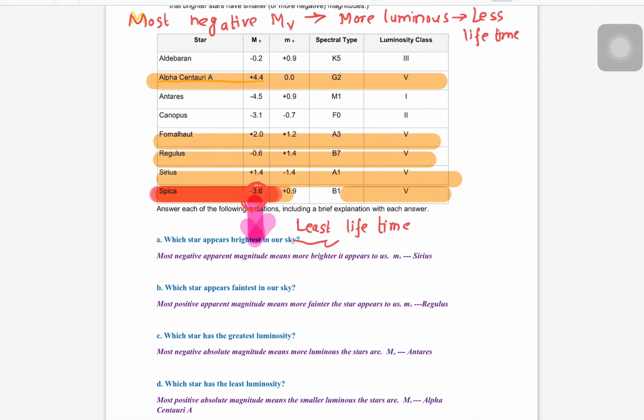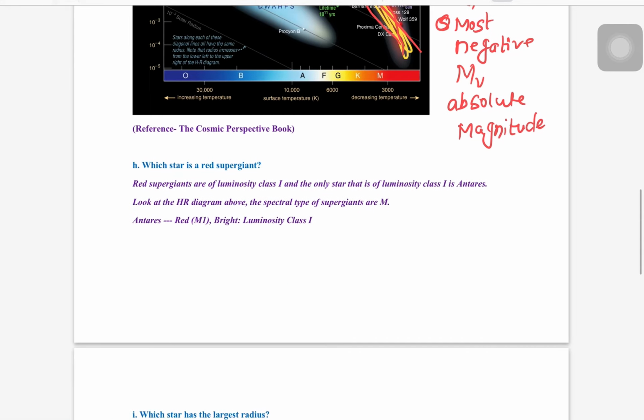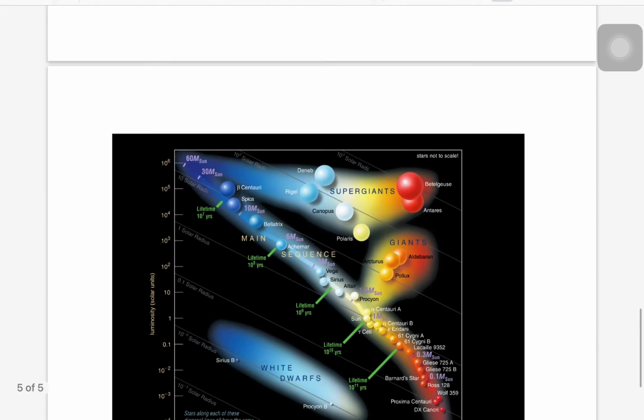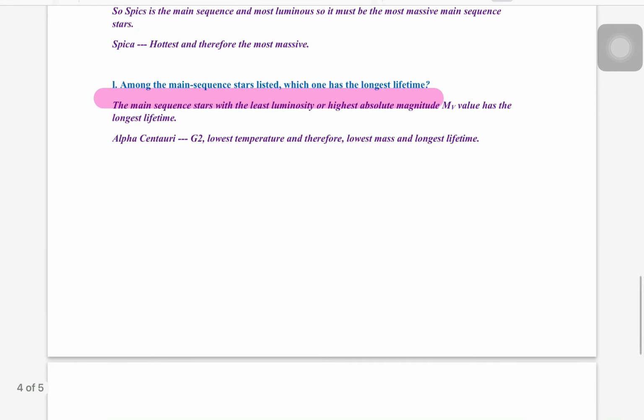Now look here, this one, Alpha Centauri, is less luminous. So what does this mean? Less luminous means more lifetime. All right. Okay, so Alpha Centauri has the longest lifetime.